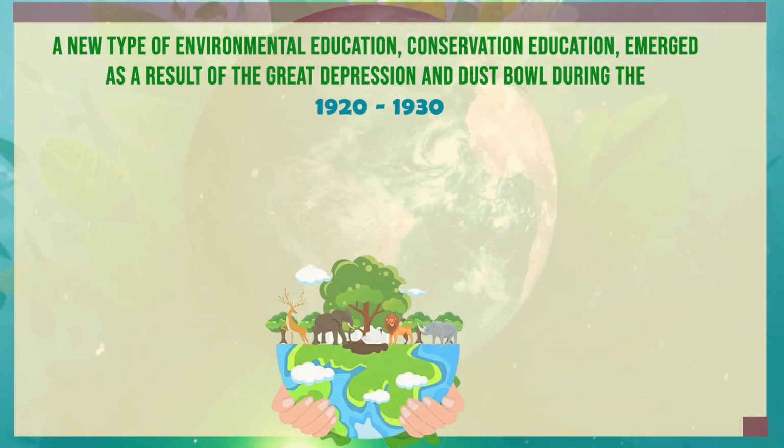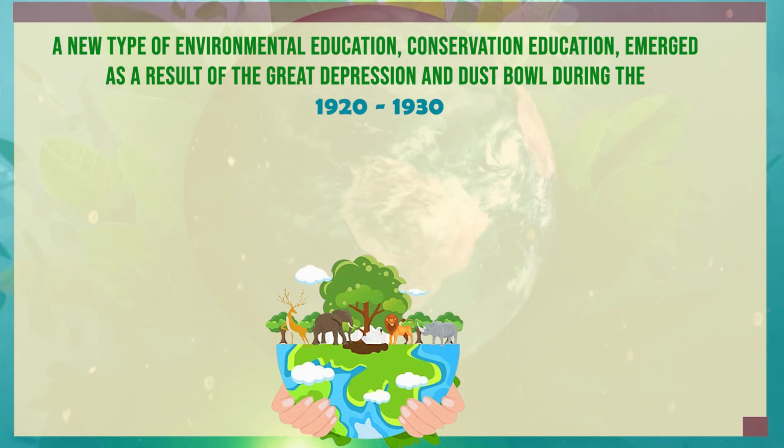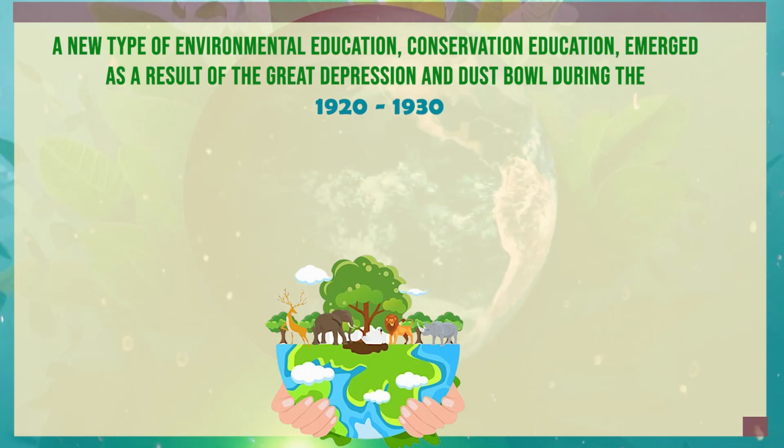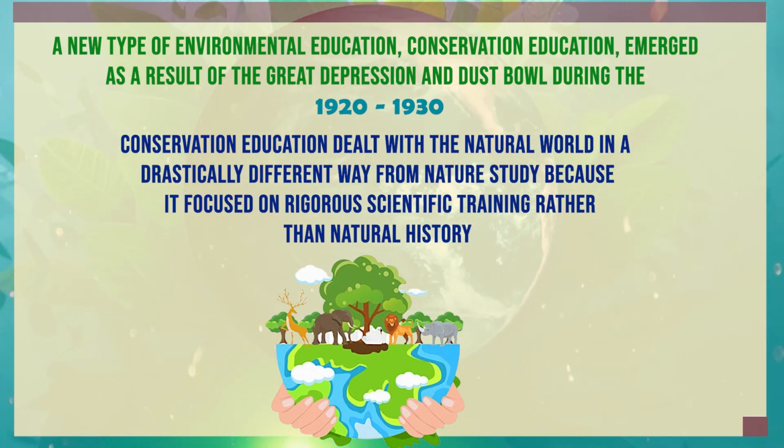The so-called nature study movement got momentum in the year 1911 with the Handbook of Nature Study written by Anna Botsford Comstock, the head of the Nature Study Department of Cornell University. A new type of environmental education, conservation education, emerged as a result of the Great Depression and Dust Bowl during the 1920s and 1930s. Conservation education dealt with the natural world in a drastically different way from nature study because it focused on rigorous scientific training rather than natural history.